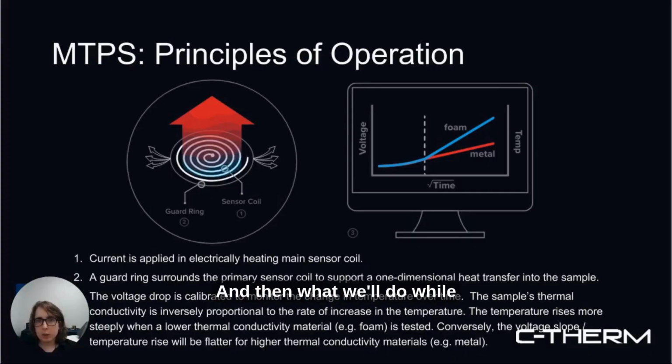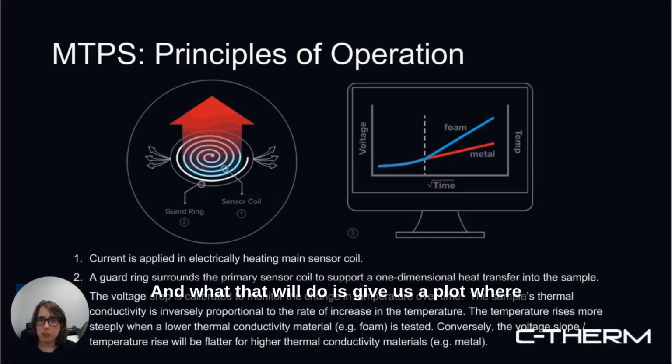And then while those two heaters are firing simultaneously, we're going to monitor the temperature of that sensor coil by monitoring its change in resistance as a function of time. And we plot that as a function of time in terms of square root time. So seconds to the 1/2 is the units on the x-axis here.